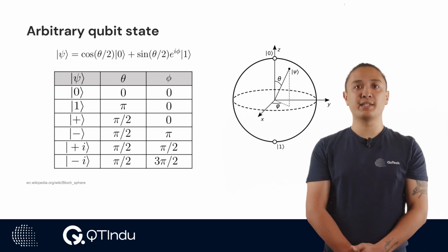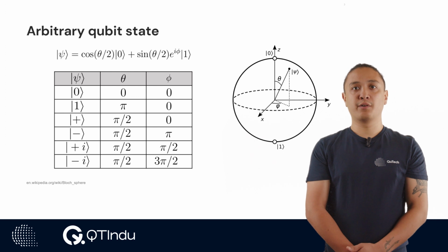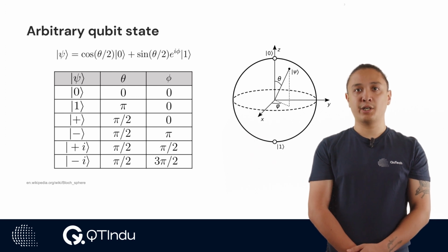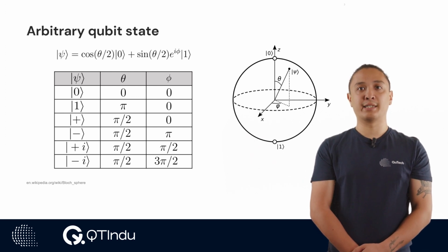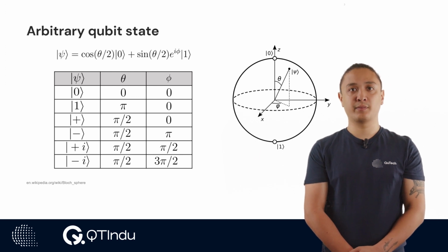For the plus and minus states, we take theta to be pi over 2 and phi to be 0 and pi respectively. For the plus and minus I states, we take the same value for theta and set phi to be pi over 2 and 3 pi over 2 respectively.